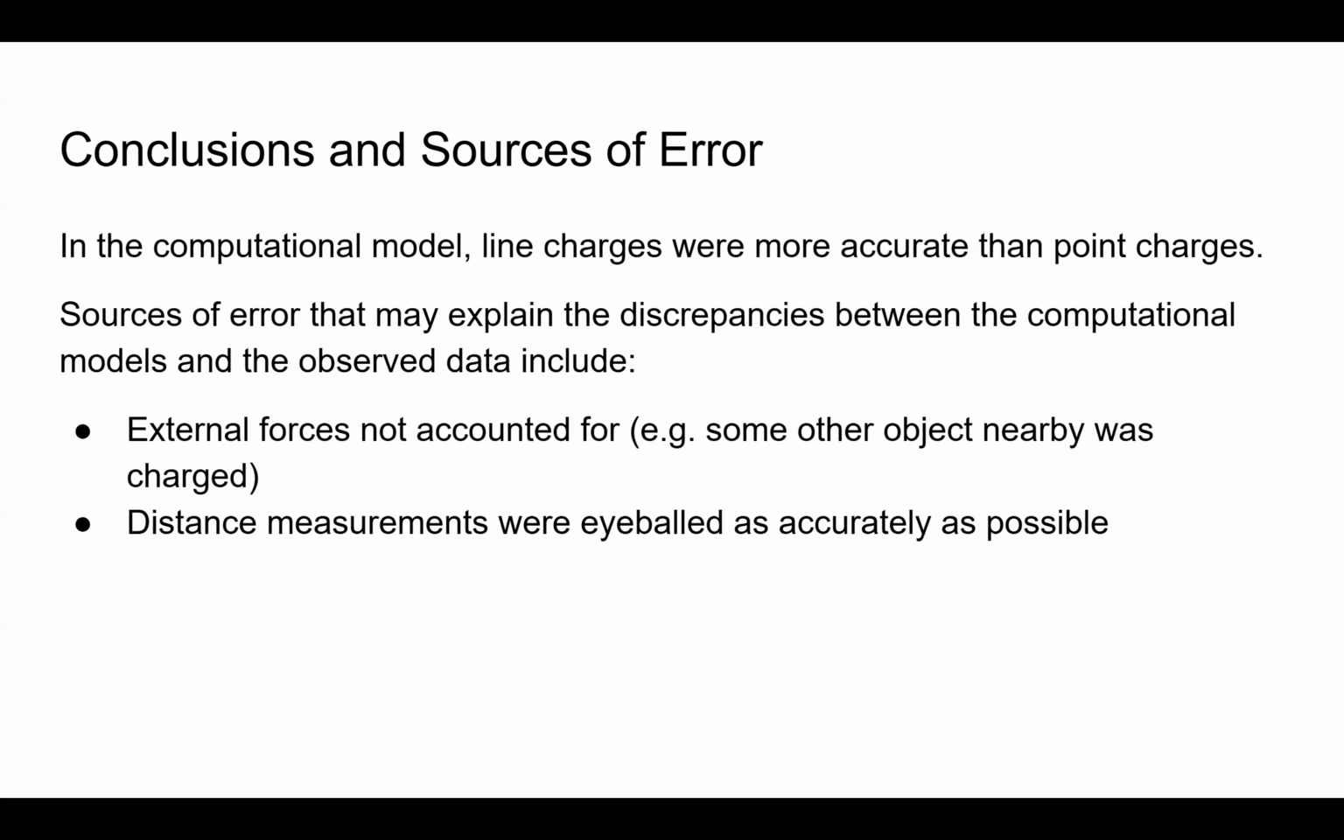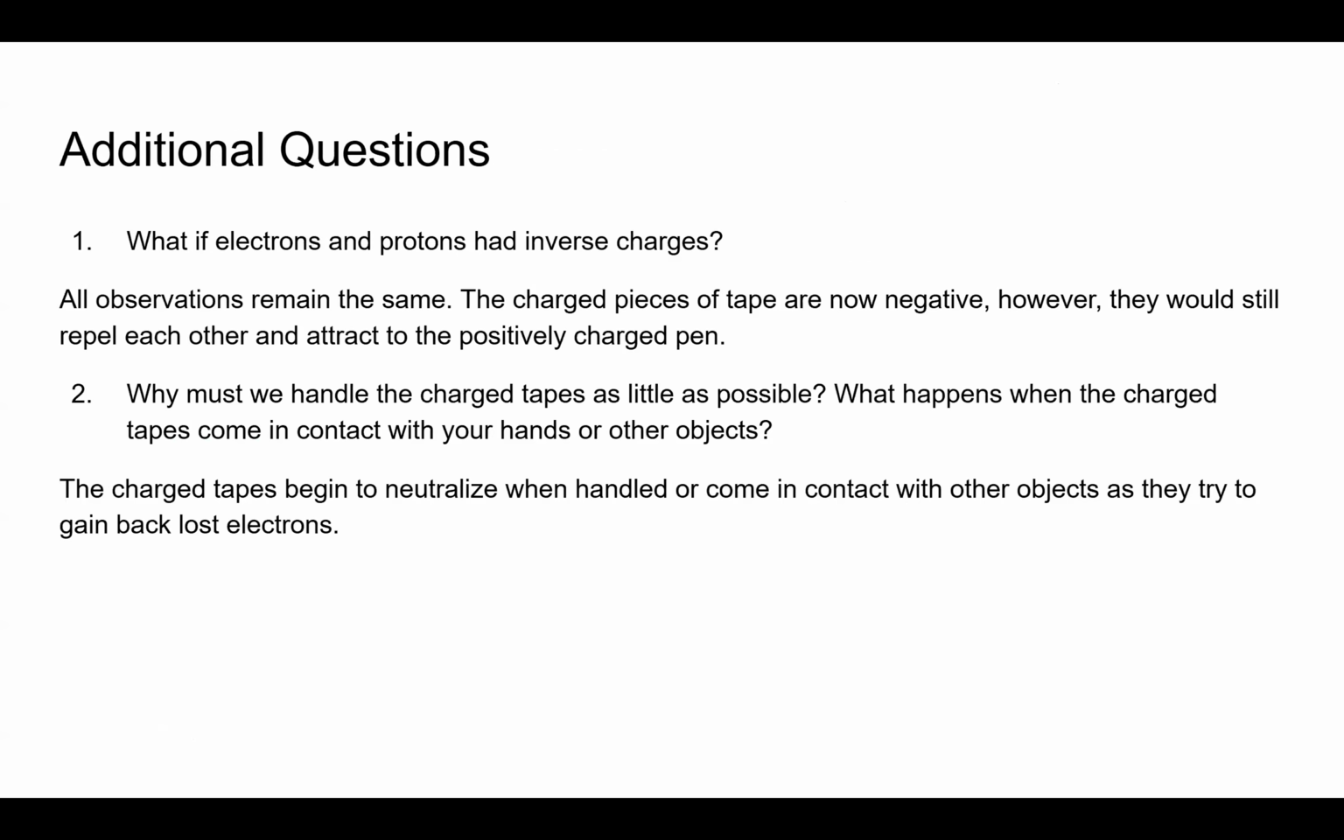So in the computational model, the line charges were more accurate than the point charges, and some sources of error that may explain the discrepancy between the computational models and the observed data include external forces not accounted for, like some other object nearby was charged. Distance measurements were eyeballed as accurately as possible, so those might not have been super precise.